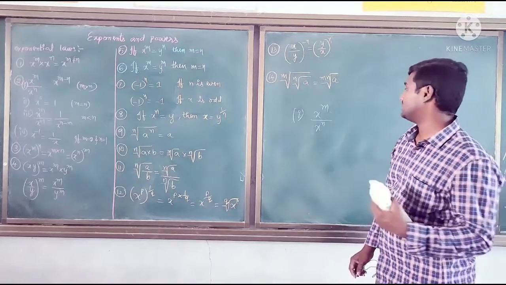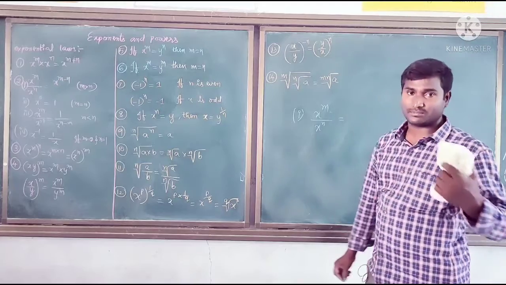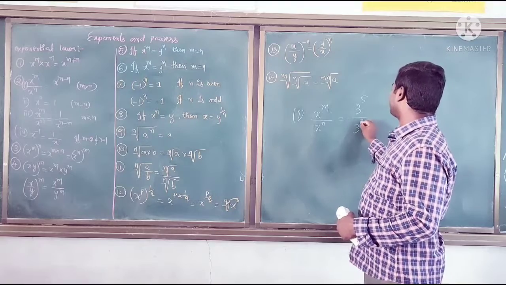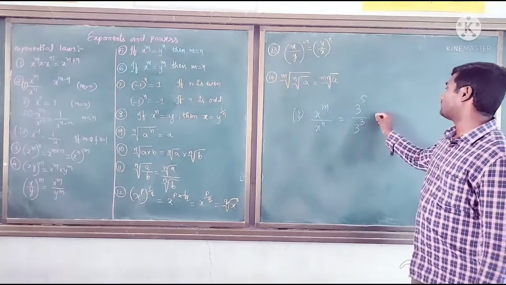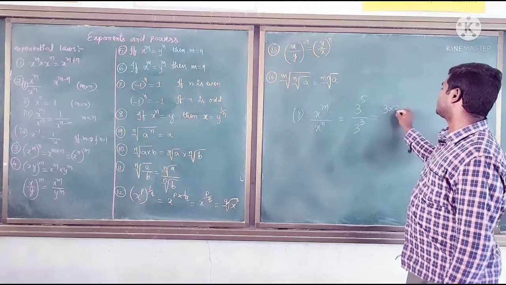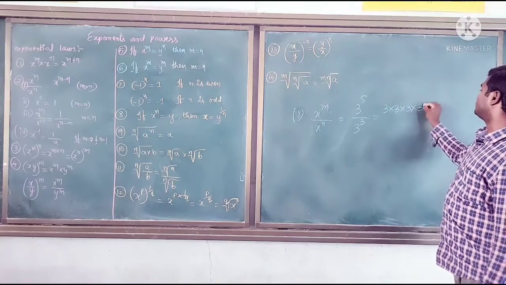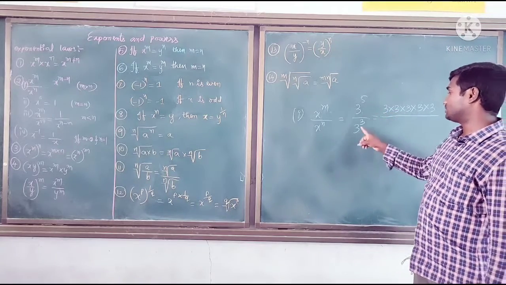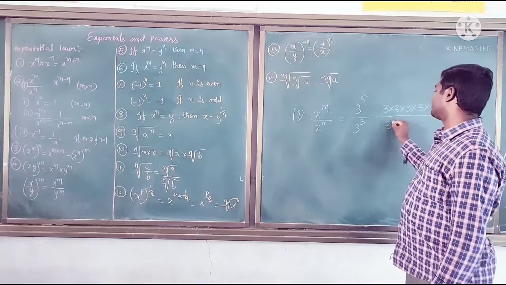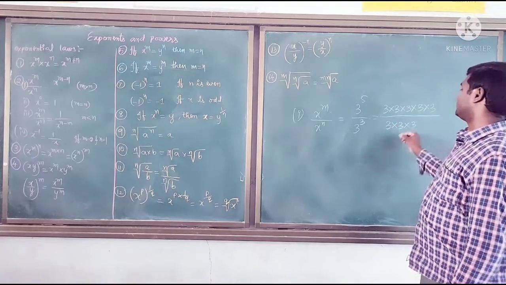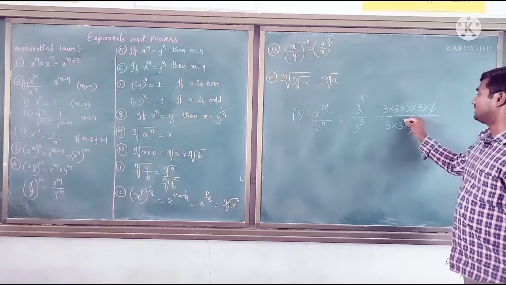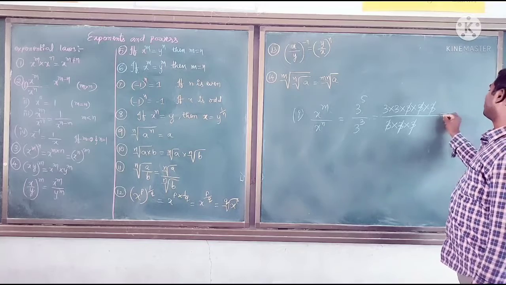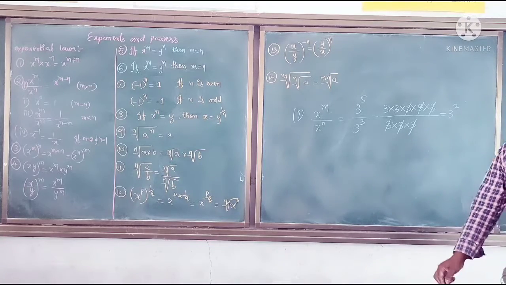greater than n. That means, if you take, I am considering one number, 3 power 5 by 3 power 3. So 3 power 5 means we can write 3 into 3 into 3 into 3 into 3, 5 times we should multiply. I am expanding 3 power 5. You can expand 3 power 3 also here, 3 into 3 into 3. Now you can cancel these 3s. What is left over in the numerator? 3 power 2. So we can write 3 power 2 there.